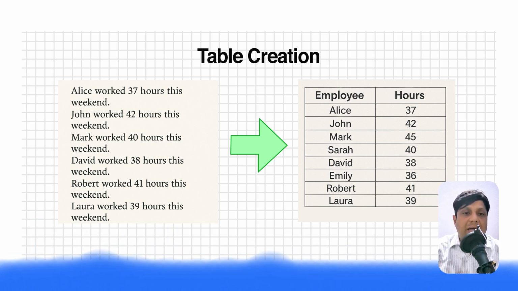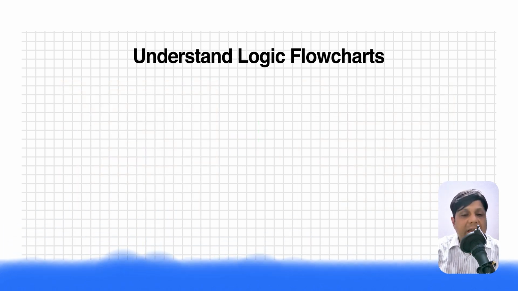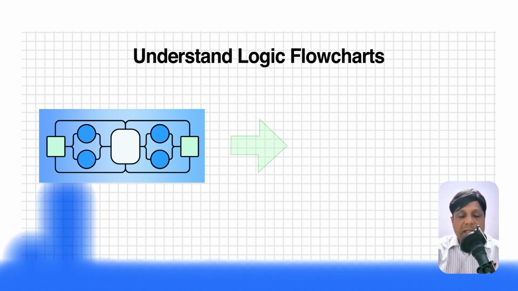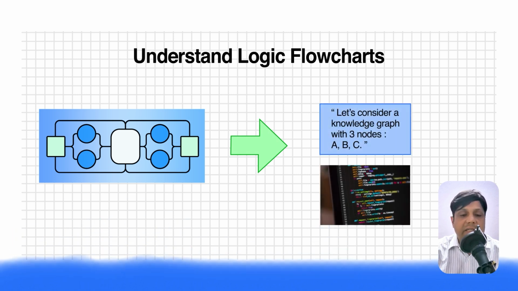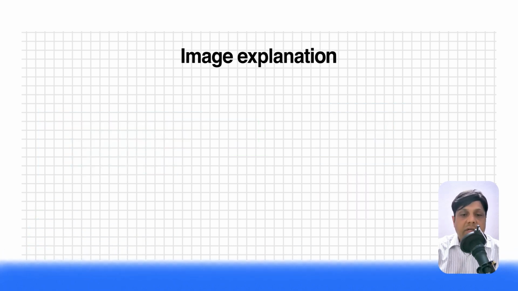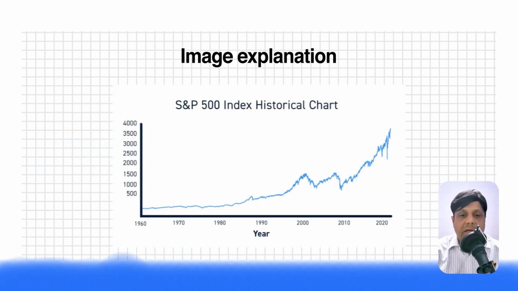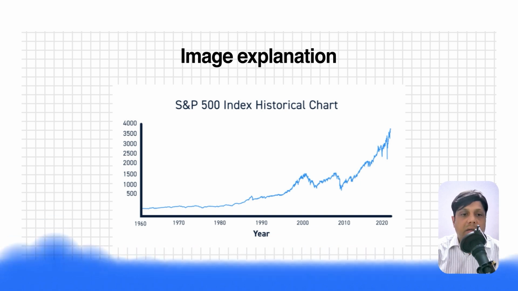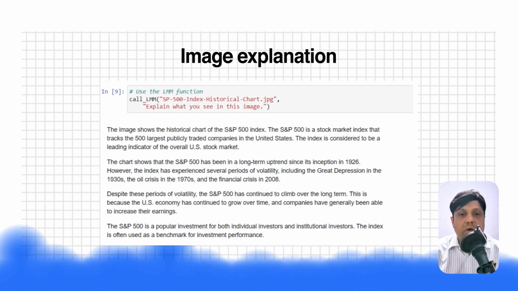Similarly, we can ask LLMs to describe the image, as in we can ask the LLM to describe a flow chart. It will explain what exactly it can see. It can also explain graphs. Here it's a graph, and we can ask the LLM to explain what it's doing. We can say, explain what you see in this image, and the model can say that this image shows the historical chart of the S&P 500 index.